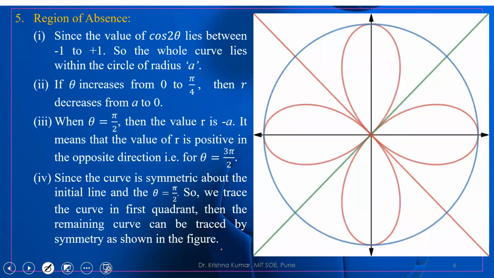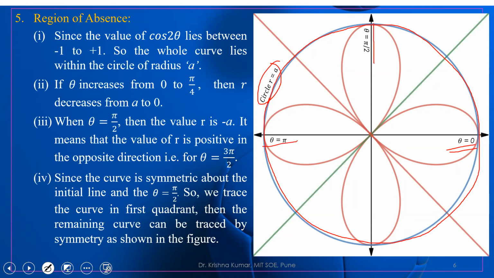Okay, let us just look here. So this first one is what? It is a circle of radius A. Just look at it, this is a circle of radius A. So the whole curve lies inside the circle of radius A. Okay, this is theta equal to 0, the initial line, theta equal to pi by 2, theta equal to pi, and theta equal to 3 pi by 2. Right? How many tangents? We have 4 tangents. This is the first tangent, theta equal to pi by 4. Second tangent, theta equal to 3 pi by 4. Third tangent, theta equal to 5 pi by 4. Fourth tangent, theta equal to 7 pi by 4.